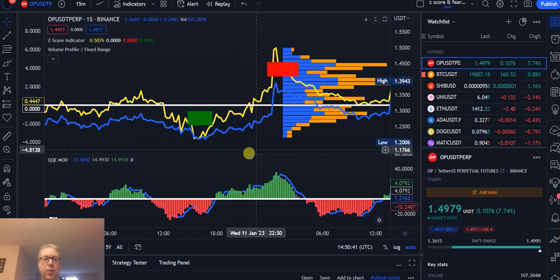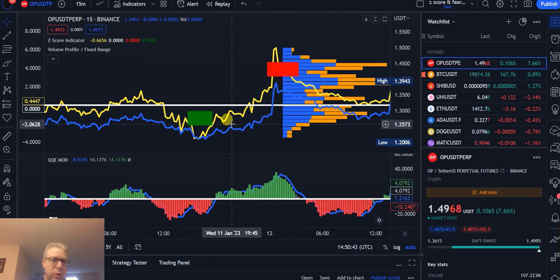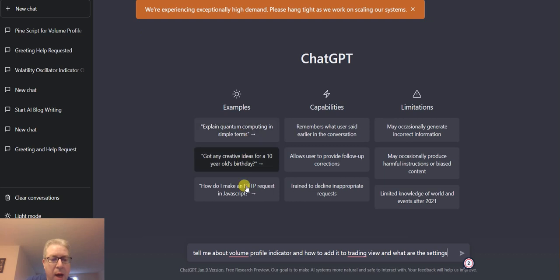I added all this beautiful stuff. So all you have to do is buy below this and sell above this. Let's get started. Hi ChatGPT, tell me about volume profile indicator, how to add it to TradingView, link in the description, and what are the settings.